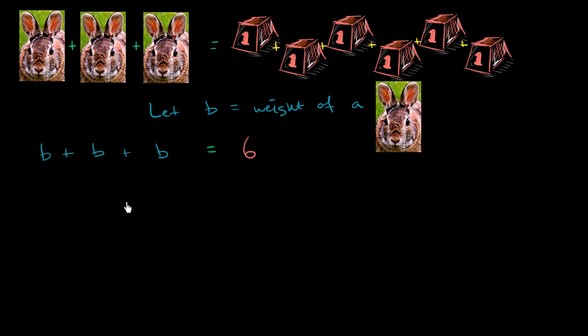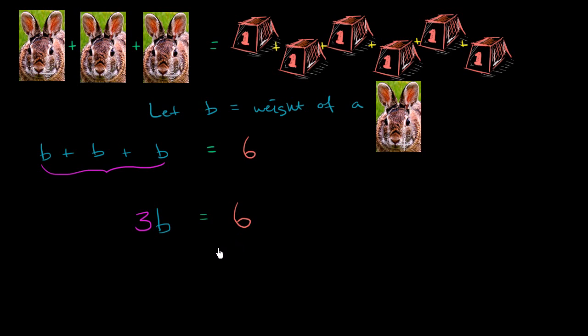So instead, let me write it as 3b. So this is essentially just another way of representing these 3 b's. 3 b's, or 3 times b, is equal to 6. So how can we now solve for the weight of a bunny? And you might be able to do it in your head, because we're essentially saying 3 times the weight of a bunny is equal to 6.